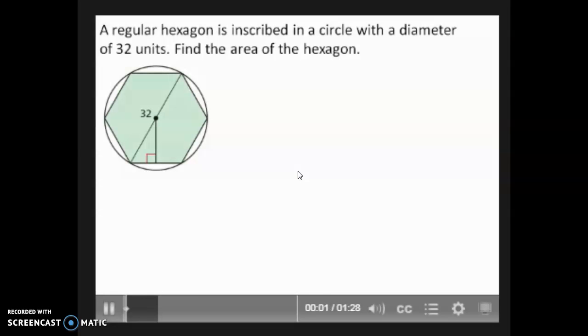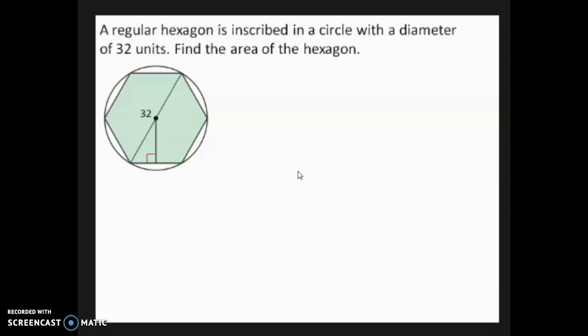A regular hexagon is inscribed in a circle with a diameter of 32 units. Find the area of the hexagon. Notice that the radius is 16 units, and the central angle is given by the equation central angle equals 360 degrees divided by 6, which equals 60 degrees. Notice that the segment from the base of the hexagon to the center of the circle is an apothem, so the top angle in the right triangle shown is a 30-degree angle.